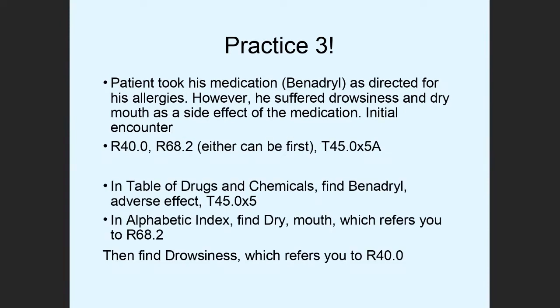So this is an adverse effect. So you start with the effect first, and then the adverse effect code. So R40.0 and R68.2 for the drowsiness and the dry mouth, either can be listed first, and then the T45.0X5A for the adverse effect. We went to the table of drugs and found Benadryl and used the column for adverse effects.